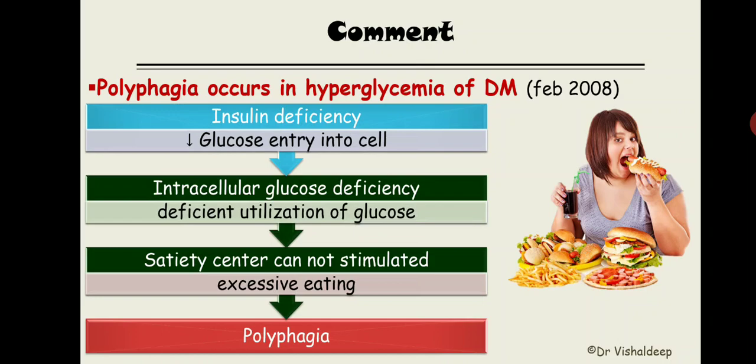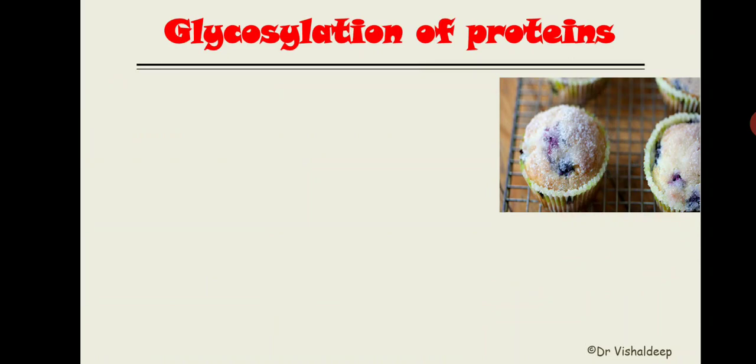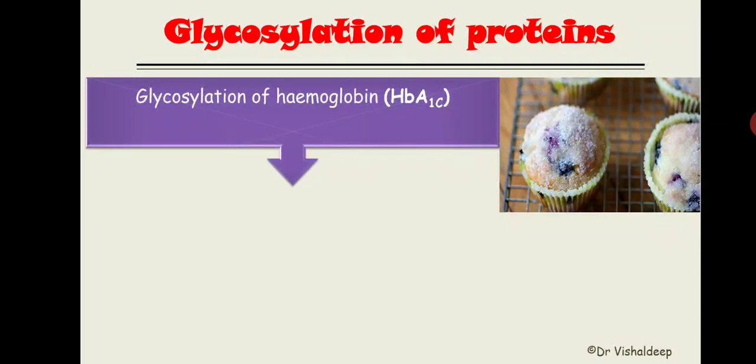Alright. Now the next thing is that if the hyperglycemia in diabetes mellitus is present for a longer period of time, it will lead to glycosylation of the protein. They are simply adding glucose over the protein. See, like this, there is a coating of sugar over this pancake. In the same fashion, a coating of glucose will take place over the protein. And the most important protein that we are interested in right now is hemoglobin. So glycosylation of the hemoglobin will occur. That glycosylated hemoglobin is known as HbA1c.